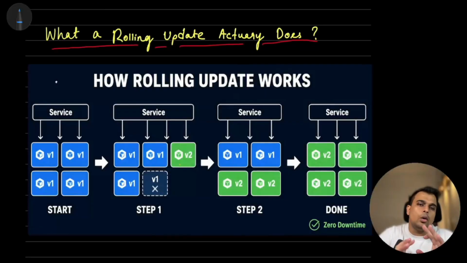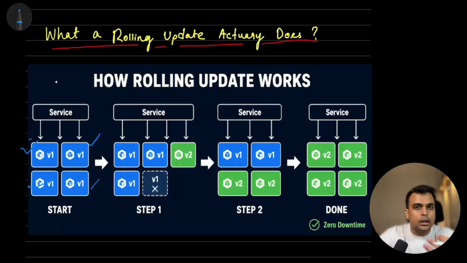Before we talk about why deployments cause downtime, let's first understand what a rolling update actually does. Let's say you have an application running 4 pods. Right now, all 4 are running version 1. So version 1 is running in all 4 pods. And now you deploy version 2.